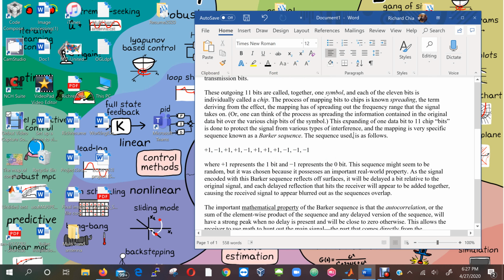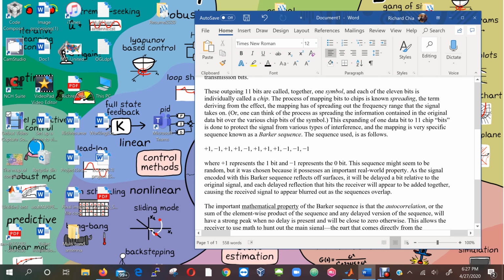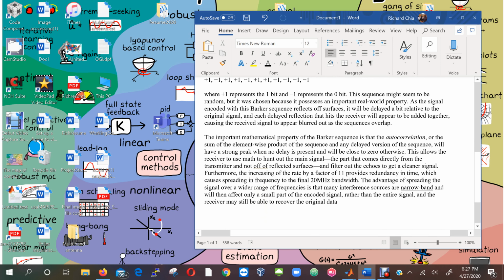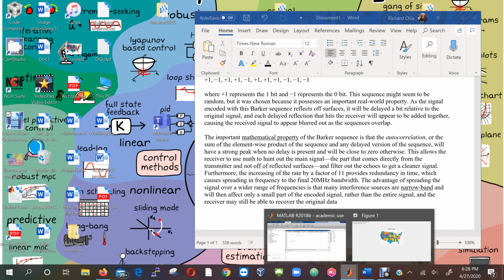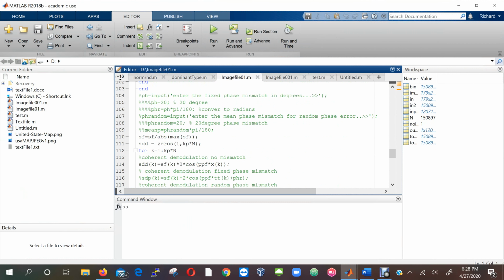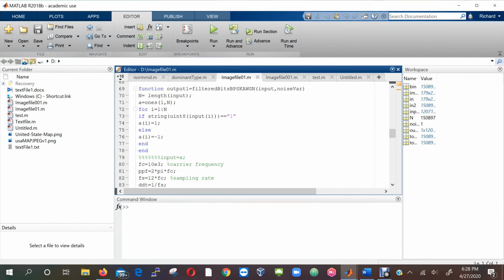The reason for doing this is just to help protect the real information that is transmitted. Going forward, the important mathematical property of the Barker sequence is that the autocorrelation, or the sum of the element-wise product of the sequence and any delayed version of the sequence, will have a strong peak when no delay is present and will be close to zero otherwise. This allows the receiver to use math to hunt out the main signal, and we can see this here.